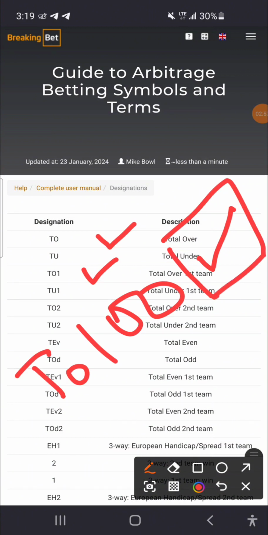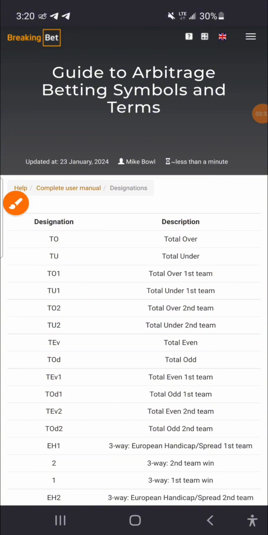That means the home team must play over 100, not the total. That's not the entire event or the entire game. But once you see something like total over 100, it simply means just that event in general. They didn't mention the second team, which is this option, but they just mentioned TO or TU, total under. Okay, so this is how you can identify these options.